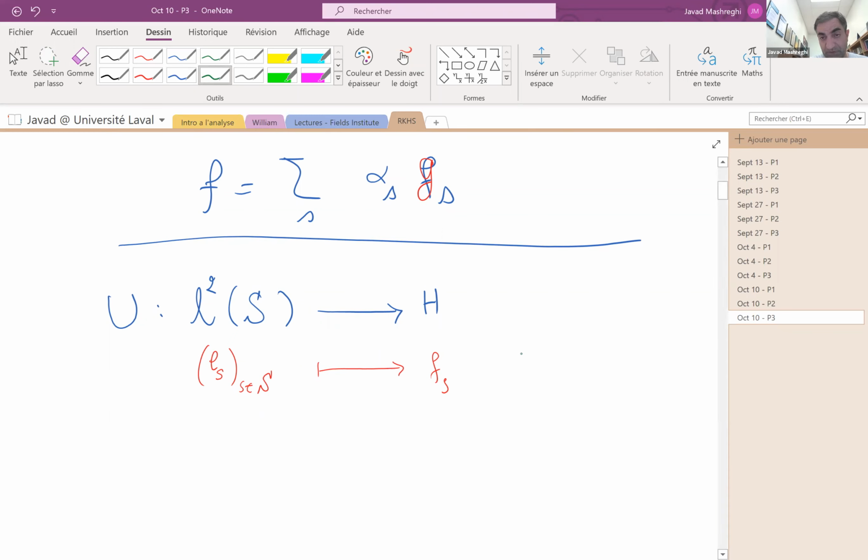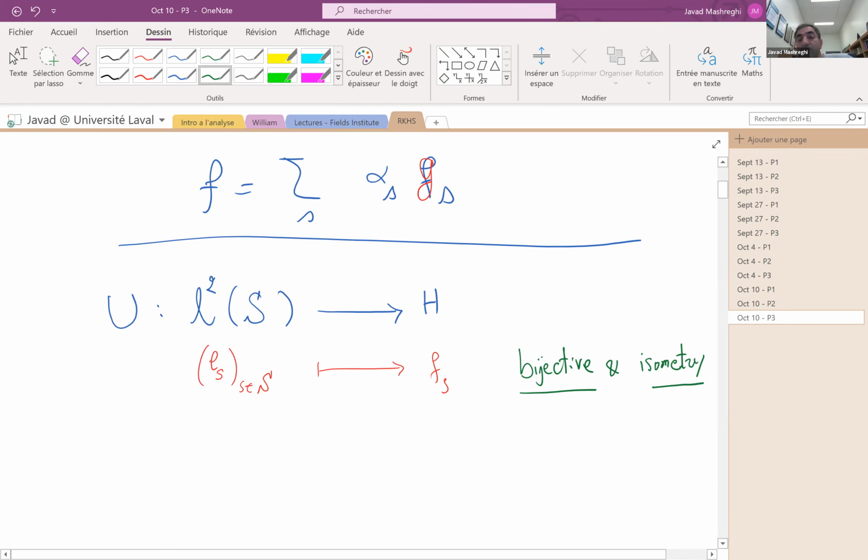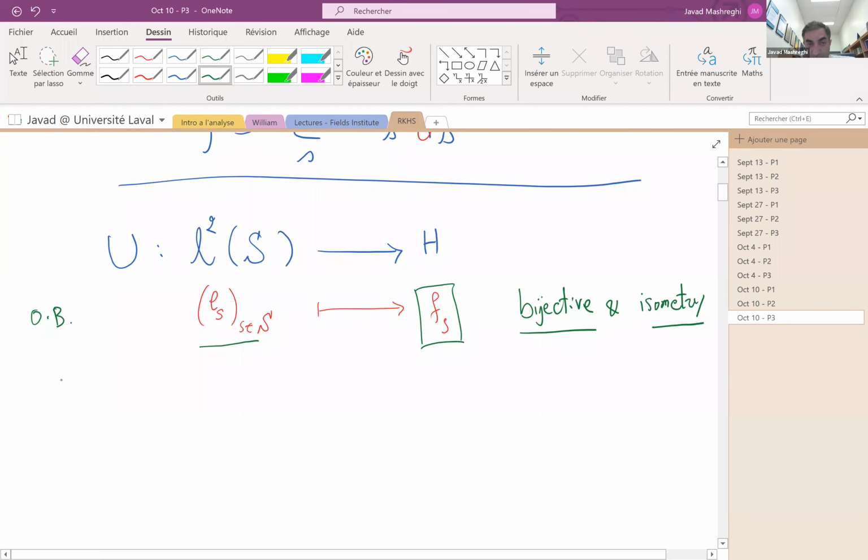That's the point that you need to remember. The map U is bijective and an isometry. A short term for this is a unitary map, a unitary map from L2 of S to H. Then it maps an orthonormal basis here to another orthonormal basis there. So in this case, we obtain an orthonormal basis. So I repeat, we have a map from L2 of S to H, bijective and isometric.